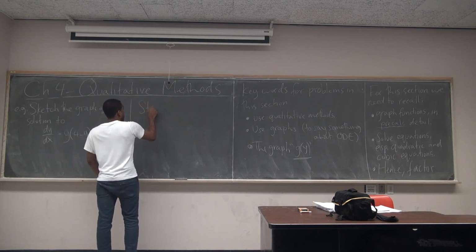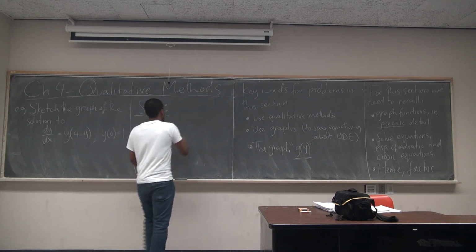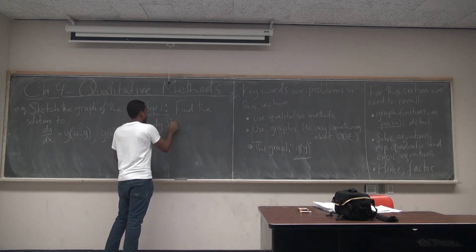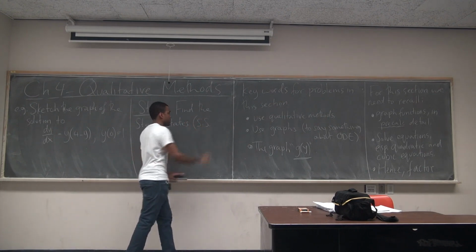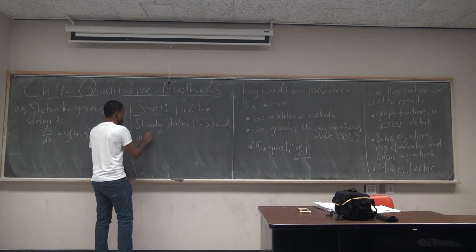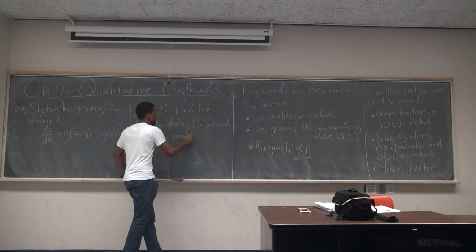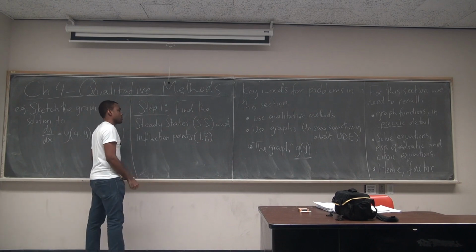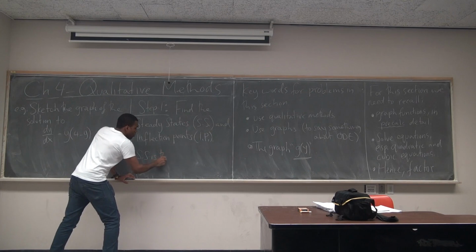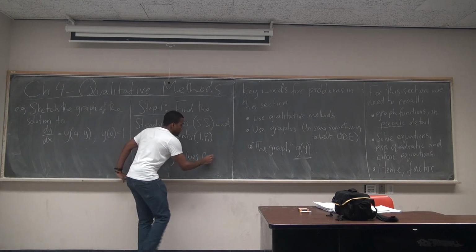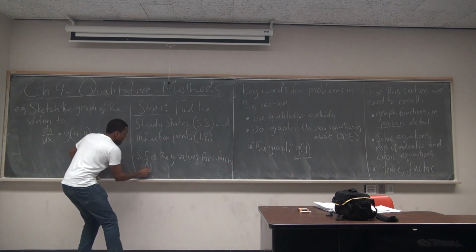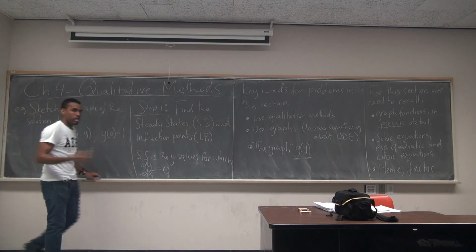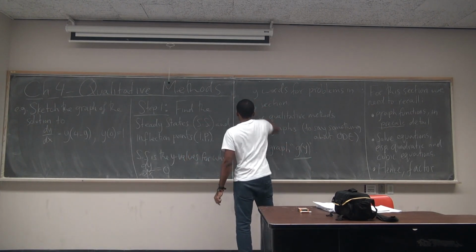Step 1. Find the steady states, which from now on I'm going to abbreviate SS, and inflection points. Okay, now what does that mean? That means you find the derivative and then you set the derivative equal to 0. Right, SS is the y values for which dy/dx equals 0. So basically, in step 1, you're going to set this equal to 0, solve for the y values. Okay, that's one thing you're going to do. So that's what you're going to do for the steady states.